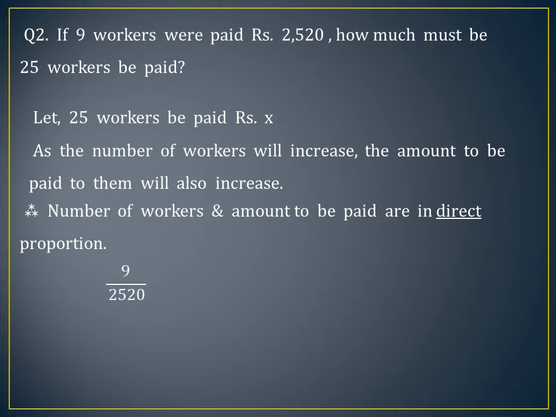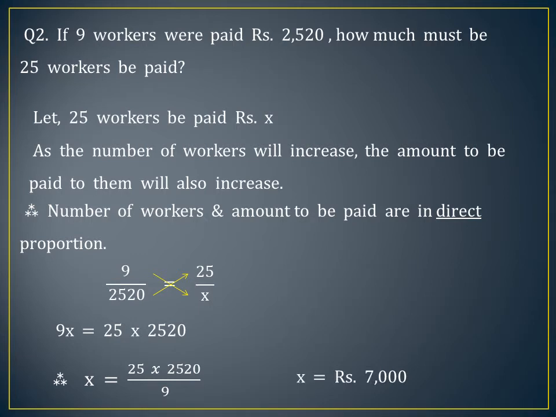So we'll have 9 upon 2520 is equal to 25 upon x, which is 9x is equal to 25 into 2520. Therefore x is equal to 25 into 2520 upon 9, which is 7,000 rupees.